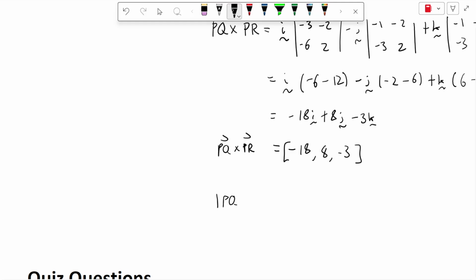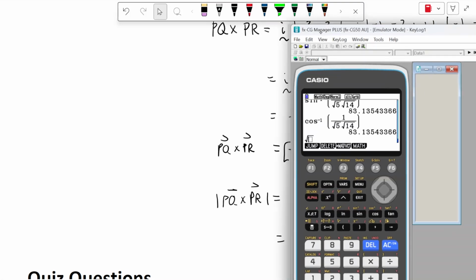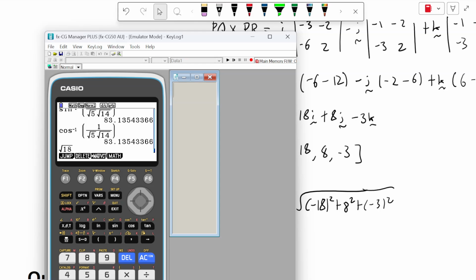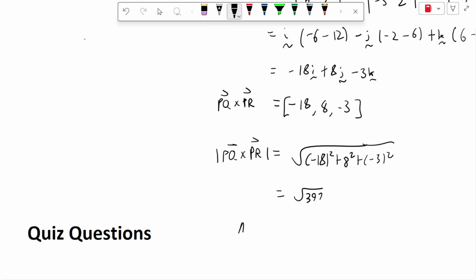All right, mod of PQ cross PR is the square root of all that. And that's something we can chuck into a calculator and see what that is. Root of 397. Now, the actual area, because it's a triangle, we've got to put a half in front as well. Done.